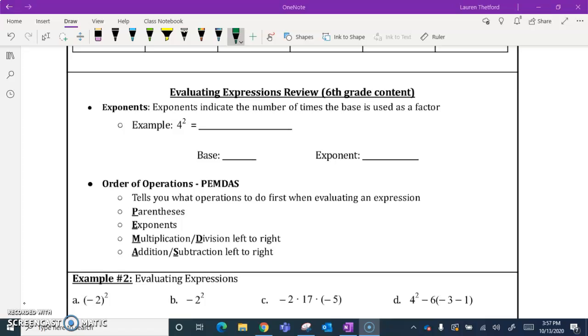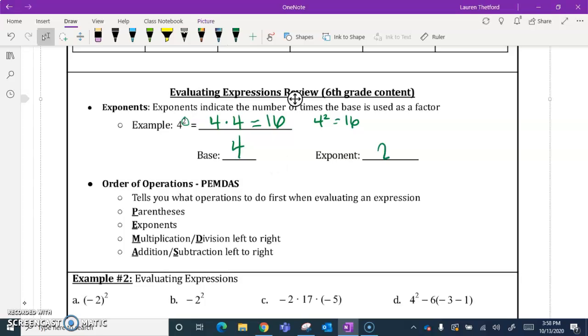And so, for example, 4 with this little floating 2, that's telling us that we're going to do 4 times 4. So there's going to be 4 times 4 twice. So we have two 4s being multiplied by each other, and then that will give us 16. So 4 squared equals 16, because it means we do 4 times itself. The base is the 4, so that's what we're multiplying over and over again, and the exponent was the 2. And that's the little tiny floating guy that tells us how many times we're going to multiply that number.